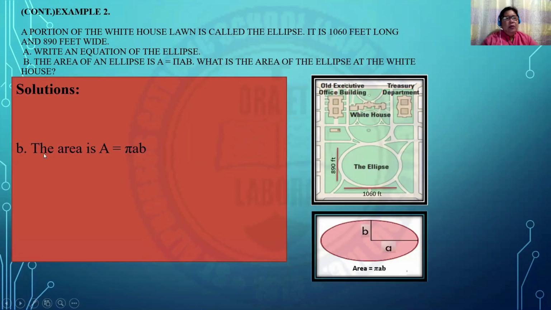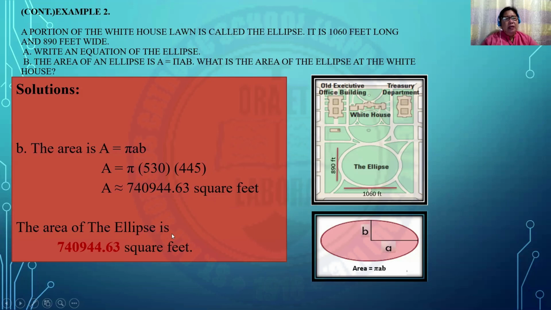To find the area, we have the area is equal to pi ab. The value of a is 530 and the value of b is 445. And the result is approximately 740,944.63 square feet. So the area of the ellipse is 740,944.63 square feet.